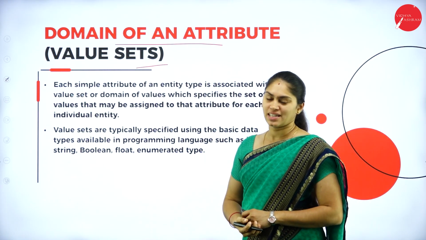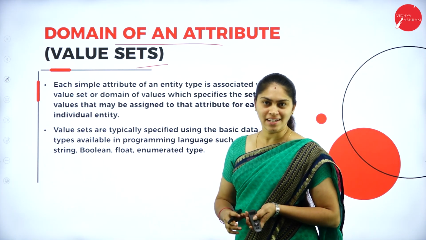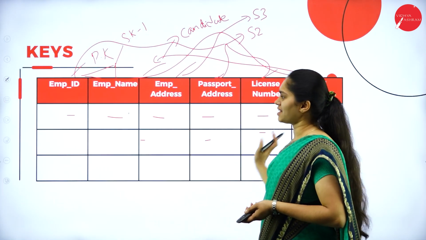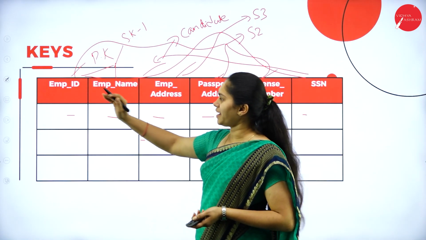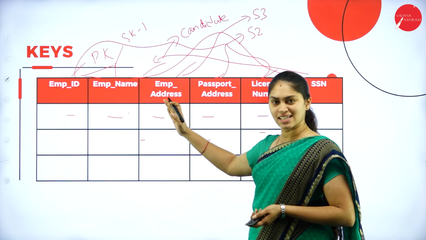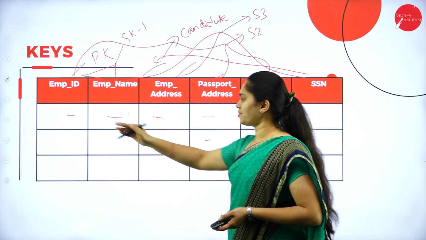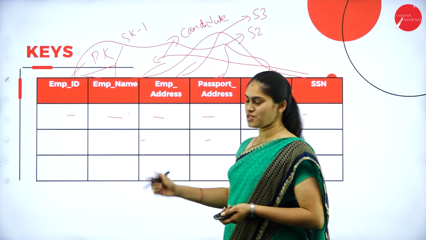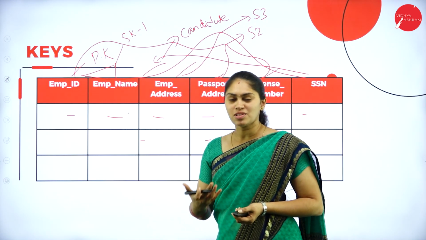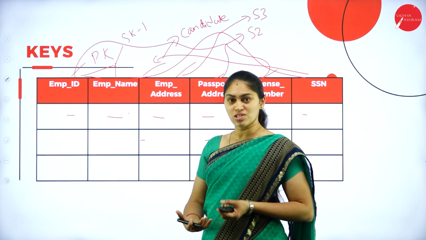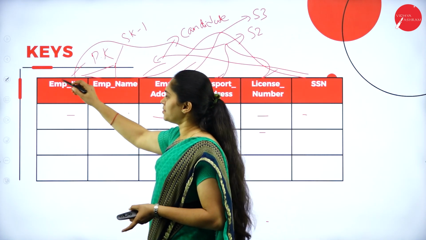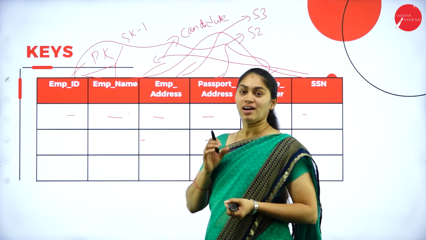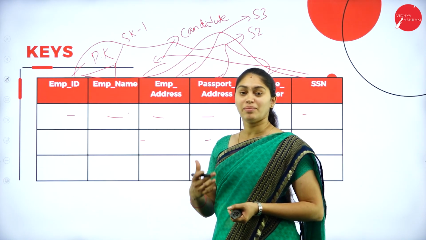We'll see the next concept, that is the domain of an attribute, and we also call this a value set. Already you know how the table looks, correct? If I consider this as a table, it comprises columns, or we can say attributes, and also we have tuples or rows. So the domain of an attribute specifies the set of values which can be held by this particular attribute or column. Then we call that the domain of an attribute.